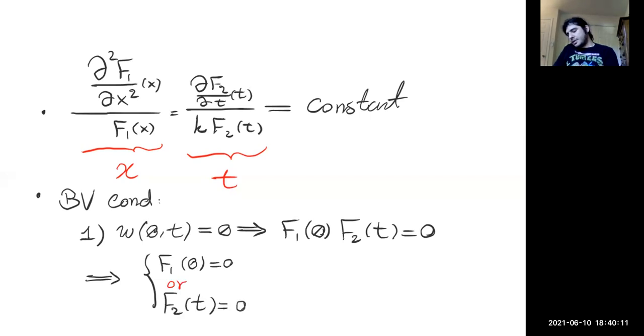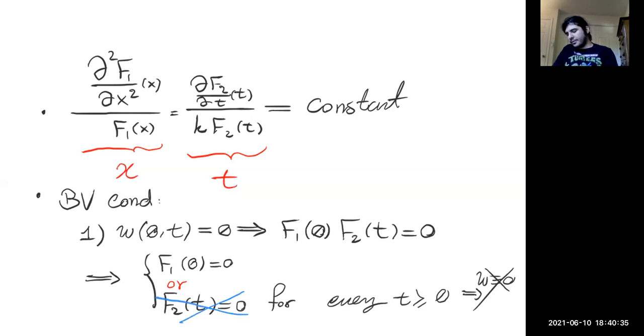But the second one means for all t, for every t. And if that's true, well, then w would be 0 because w is f1 of x times f2 of t. So it means w is equal to 0. That's not what we're looking for. So the second case is not acceptable. So the first case should be true. f1 of 0 is equal to 0. That's the first boundary value condition. Let's show that with star.